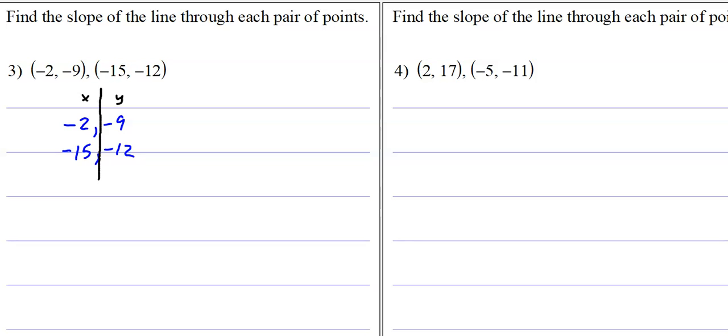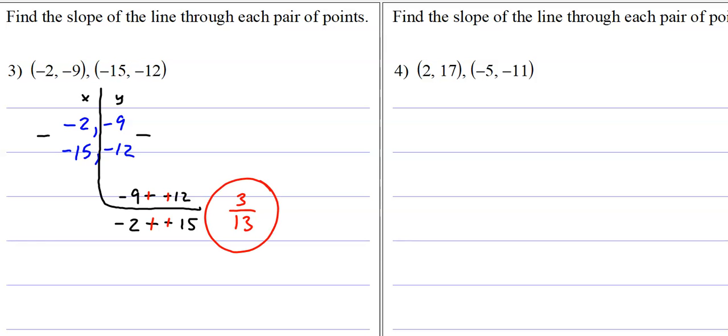So you kind of bring this down and then cut hard, and that forces you to keep these two numbers on top. So I have a negative 9, subtract negative 12. And when I do my x's on the bottom, negative 2, subtract negative 15. Or you can use your calculator, or we never subtract, we add the opposite. So that would be 3. We add the opposite, that would be 13. Final answer, 3 over 13.